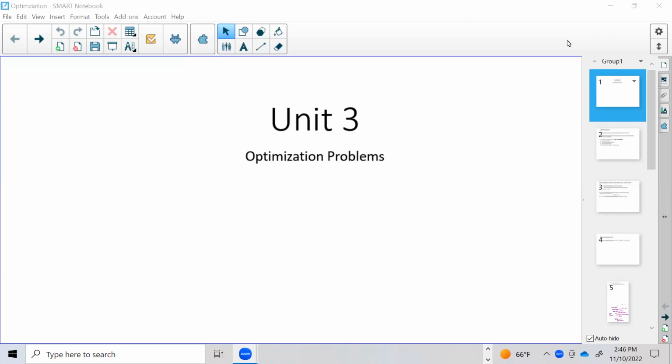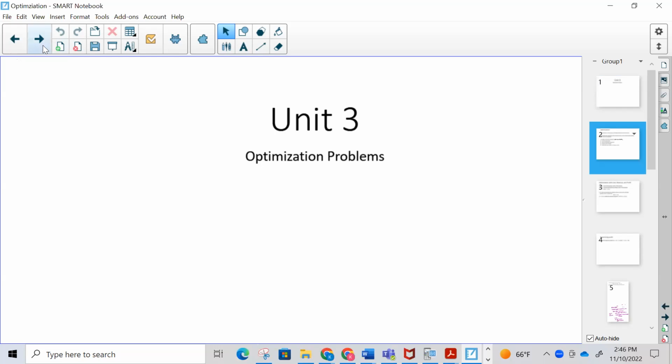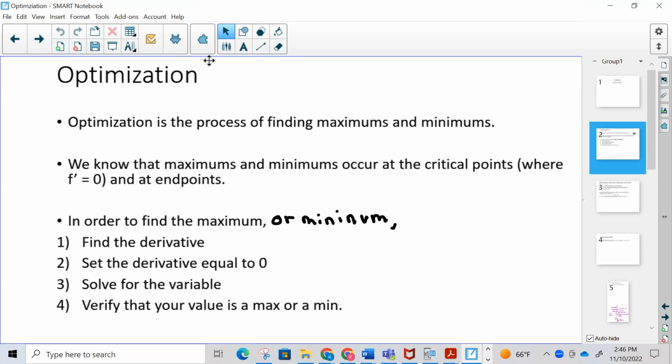Okay, so in this video, we are going to look at optimization, which is one of the main applications of calculus. Optimization is the process of finding maximums and minimums. We know that maxes and mins occur at the critical points where f prime equals 0 or at the endpoints. The process of optimization is to maximize or minimize something like revenue or profit or some type of function.